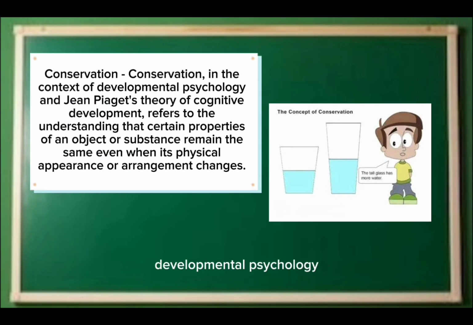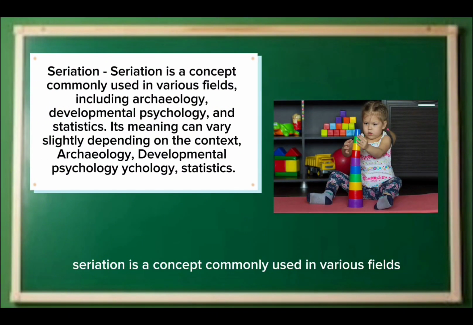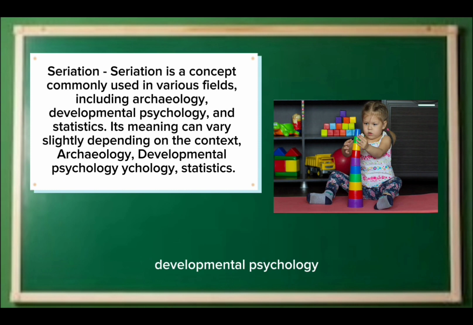Conservation, in the context of developmental psychology, refers to the understanding that certain properties of an object or substance remain the same even when its physical appearance or arrangement changes. Seriation is a concept commonly used in various fields including archaeology, developmental psychology, and statistics. Its meaning can vary slightly depending on the context: archaeology, developmental psychology, and statistics.